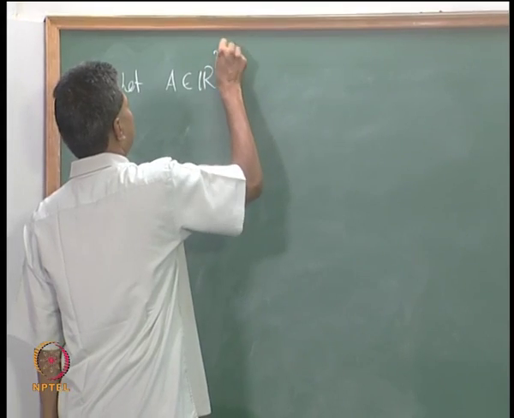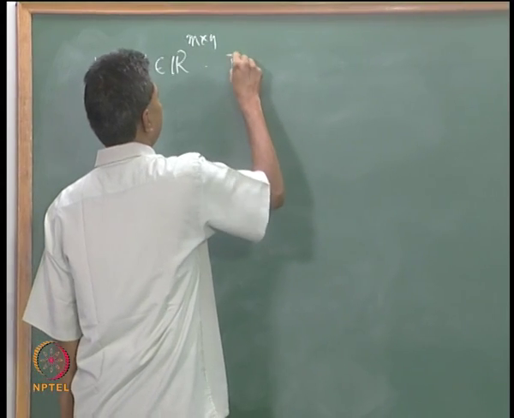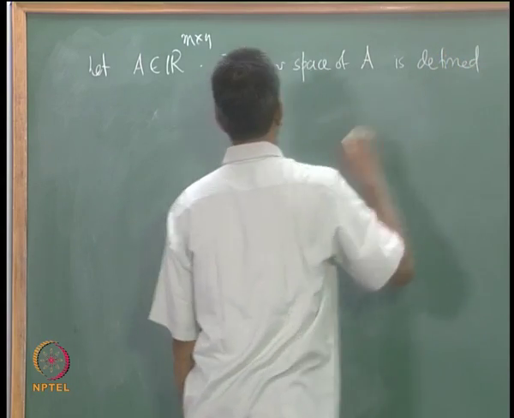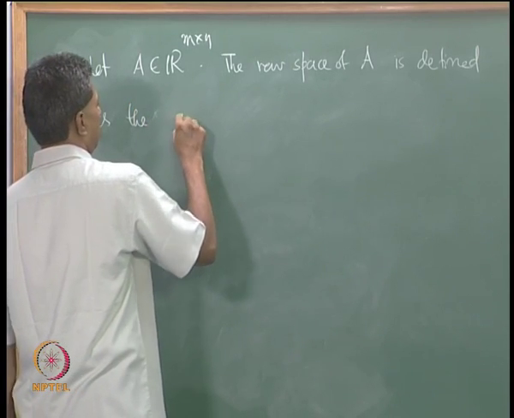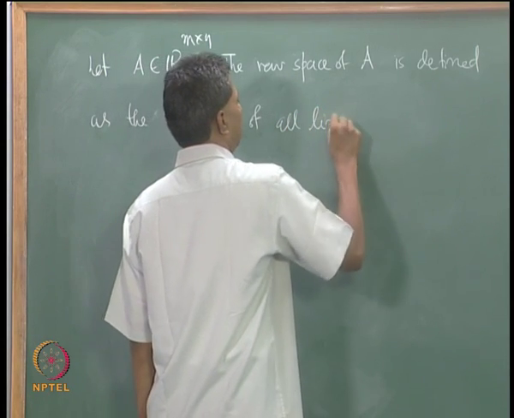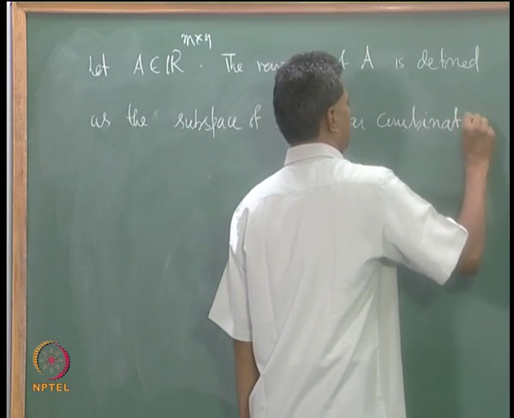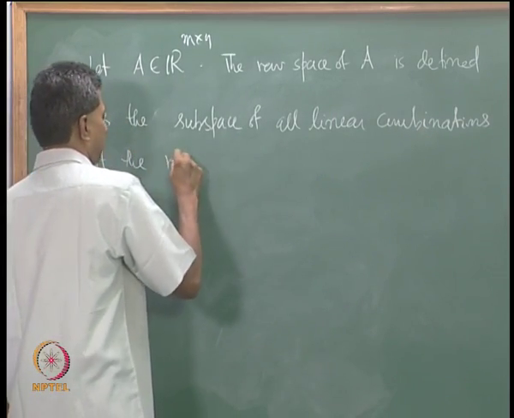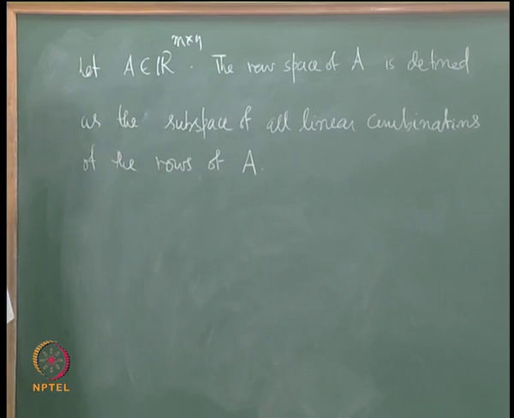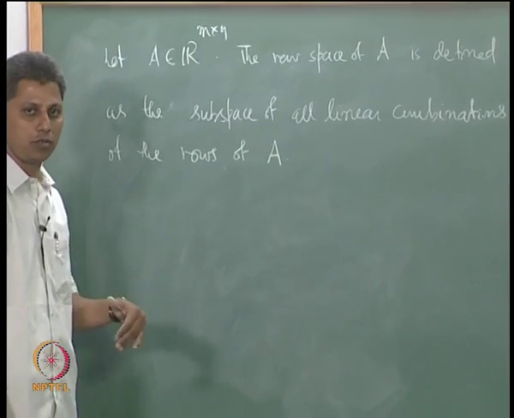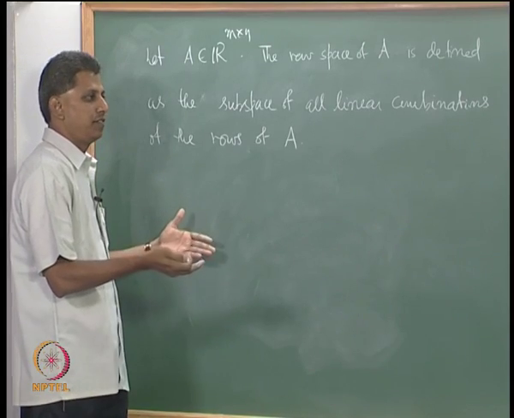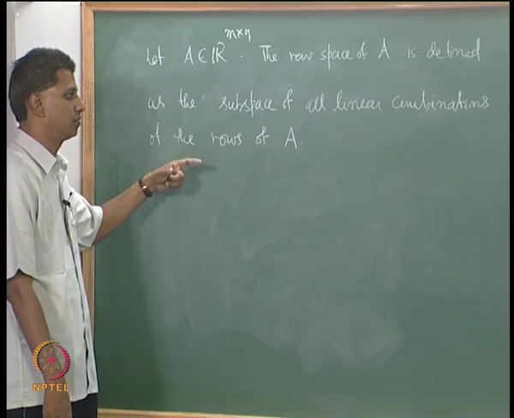Let A be an m cross n matrix. The row space of A is defined to be the subspace of all linear combinations of the rows of A. If A is an m cross n matrix, there are m rows, each row is in Rn, each row has n coordinates. So what one does is look at the span of the rows, that is, the set of all linear combinations of the rows of A. That's the row space of A.